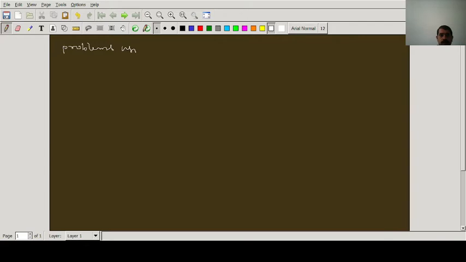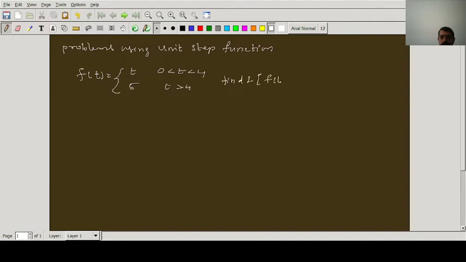Problems using unit step function. Suppose we have the function f of t equal to t in the interval 0 less than t less than 4, and 5 for t greater than 4. Then we must find out the Laplace of f of t.